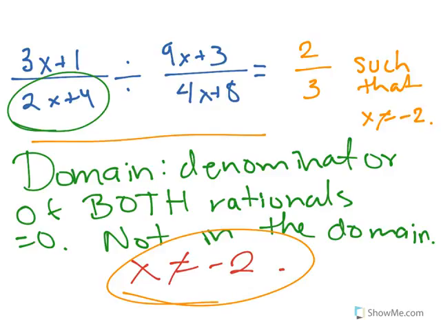So actually, if you were to graph 2 over 3, it would not look the same as 3x plus 1 divided by 2x plus 4 and all of that divided by 9x plus 3 over 4x plus 8. It will not look the same as 2/3 because you have that restriction. You would have a hole there. So yeah, that's the solution.